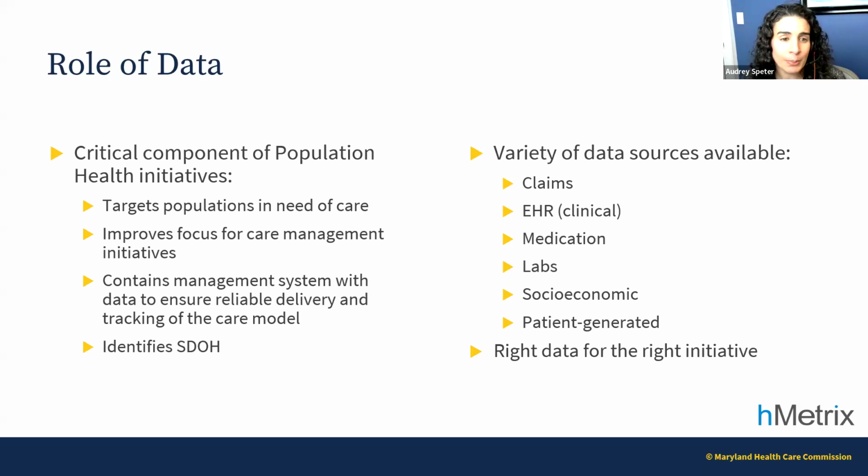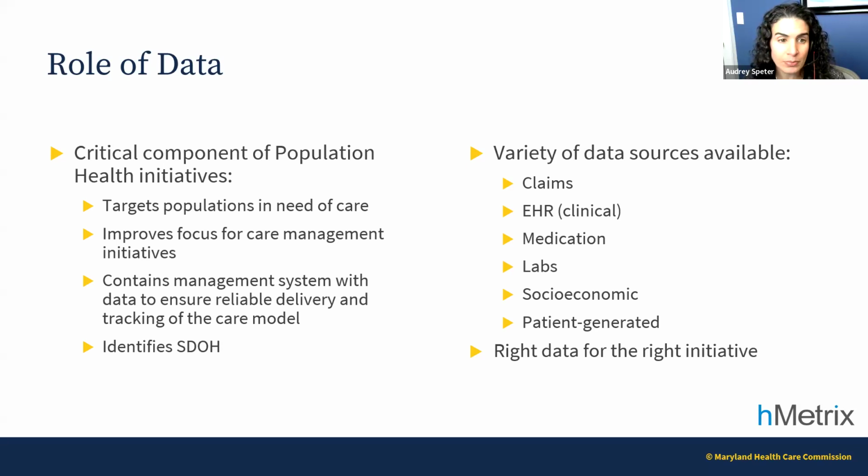The second component is improving the focus for care management initiatives. This is being able to identify risk patterns and being able to identify opportunities and then target the population through care management. Third, we have a continuing management system. This is where data are. This is what makes us most happy, is making sure that you have the management system and you have the data to ensure the reliable delivery of a care model and be able to track the progress over time of the program.